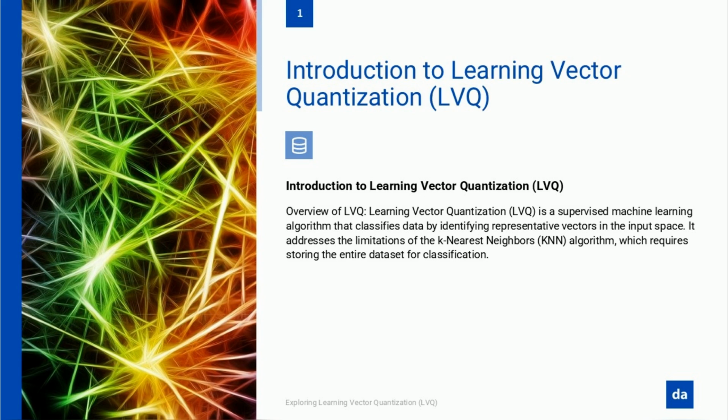Now, you might be wondering, why should I care about LVQ when there are already so many classification algorithms out there? Well, here's the thing. Many traditional methods, like k-nearest neighbors, KNN, rely on storing entire datasets, which isn't just inefficient, it's downright impractical for large-scale applications. Imagine trying to search for a contact in your phone, but instead of a neat, organized list, you had to scroll through every number you've ever saved. Not fun, right? That's the kind of inefficiency we're talking about.